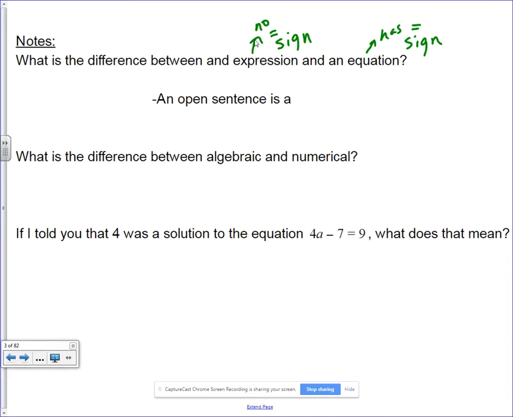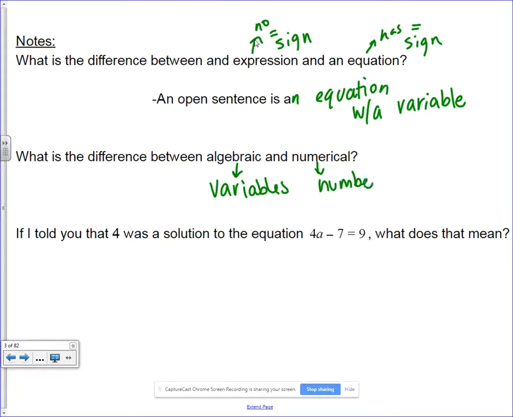We're going to talk about something called an open sentence. An open sentence is an equation with a variable. Because folks, if there's a variable in it, we don't know what that variable is. Therefore, it's open. Does that make sense to everybody, that terminology? Okay. Remind me, what is the difference between being algebraic and numeric? Algebraic has variables, numerical has numbers.